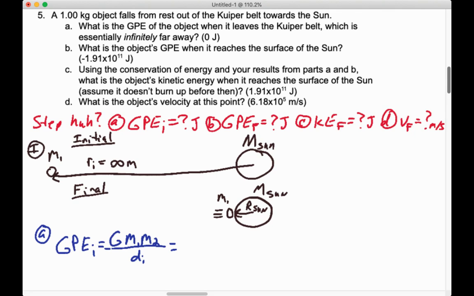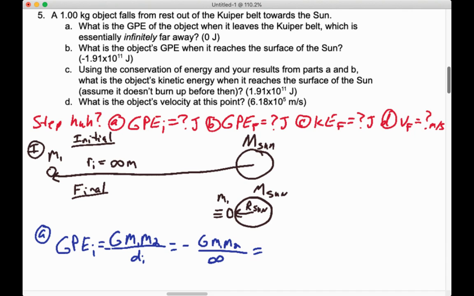So what do we have? We have minus, and I could put in the numbers, but I know where this is going, so to save time I'm not going to put them in. I'm going with G, M1, M2, where M2 is the mass of the sun. And for distance 1, what is our initial distance? It's infinity, which means we're going to have something finite up on the top, and we're going to divide it by something infinite on the bottom.